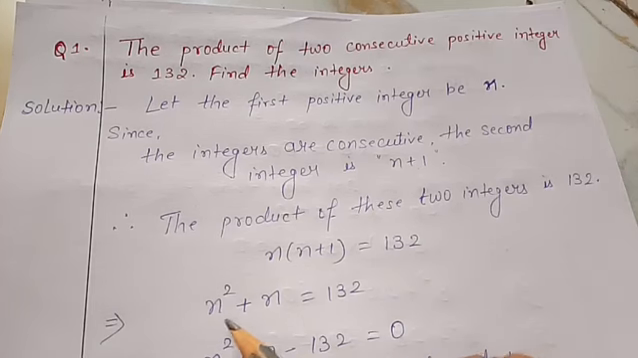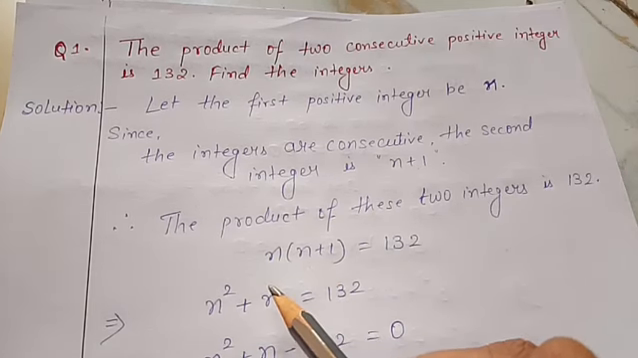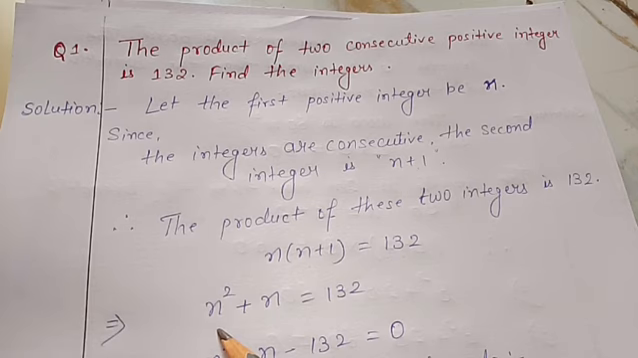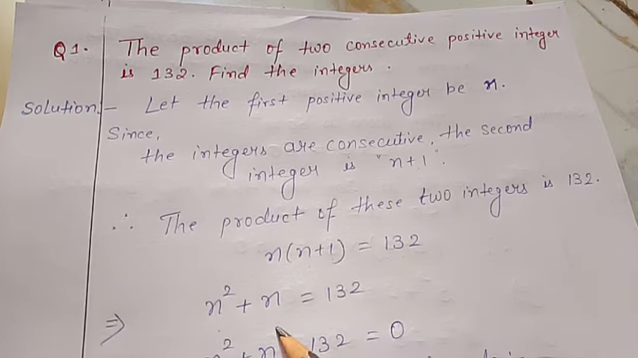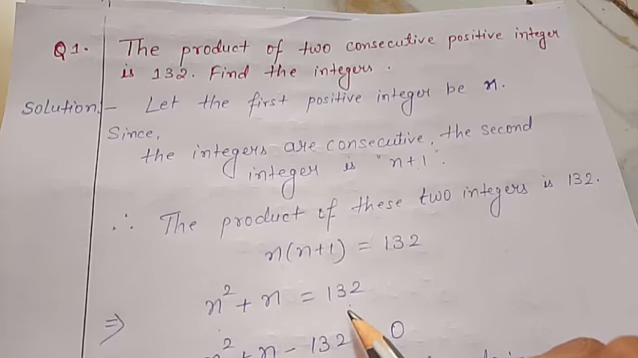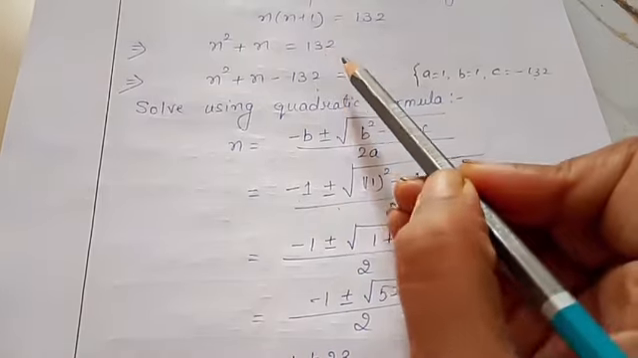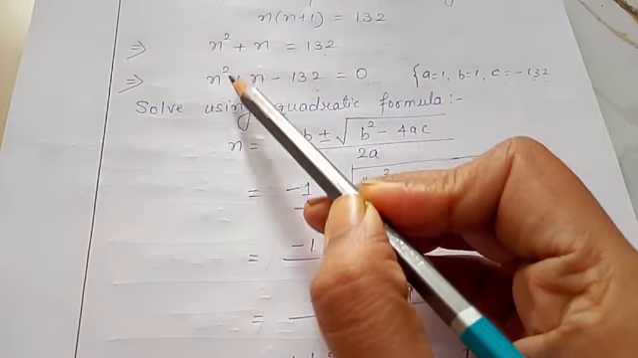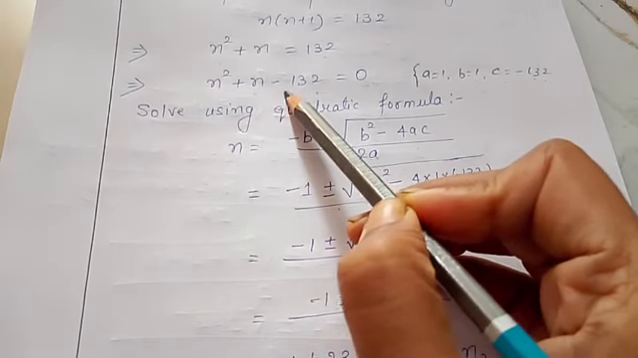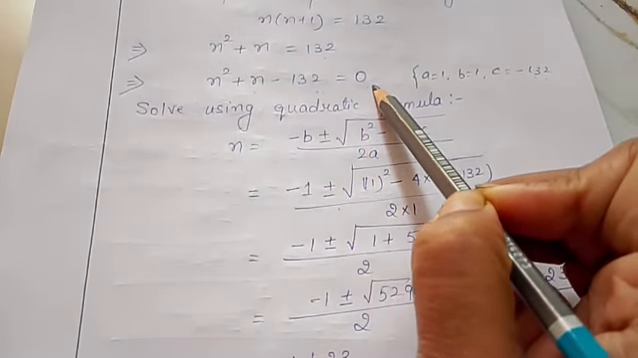Open the bracket. n into n becomes n square, n into 1 becomes n, is equal to 132. Bring all terms to one side, so that n square plus n minus 132 is equal to 0.